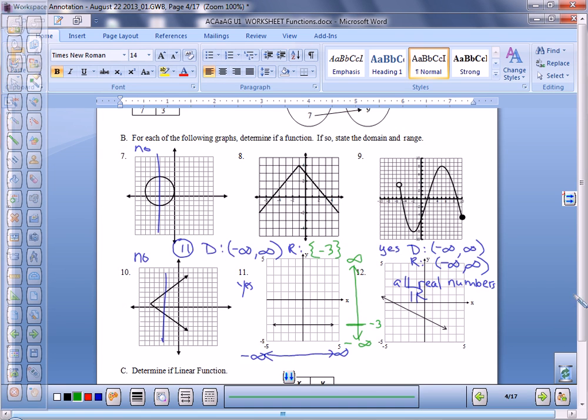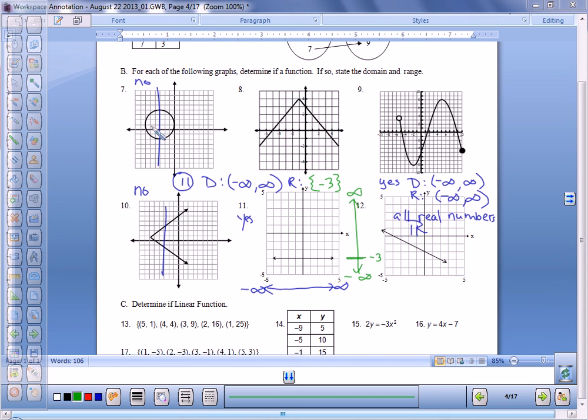Alright, so this is where the harder ones were, except for 7 and 10, because those were both not functions, were they? That's a circle, that's an x equals the absolute value of y. It's been shifted. Alright, let's go over number 11 and number 12, and then I'll quickly go back over number 8.